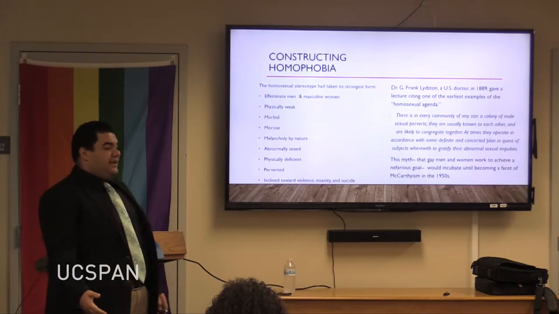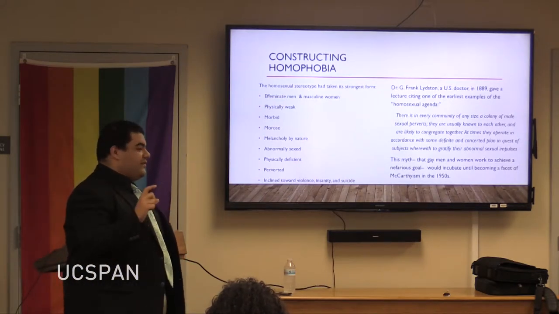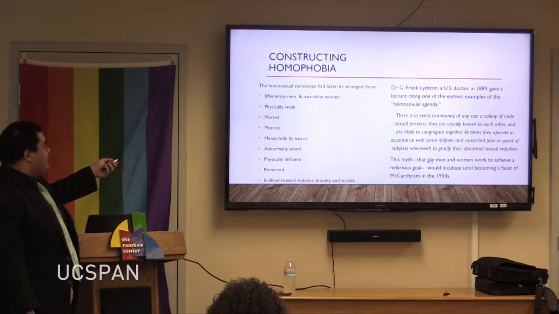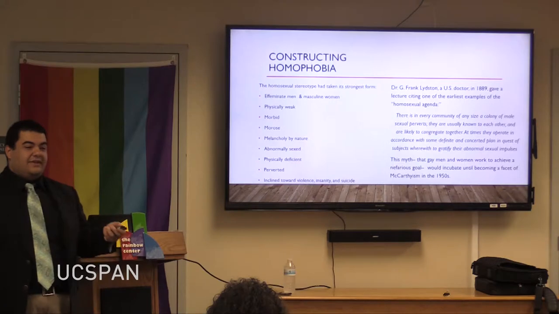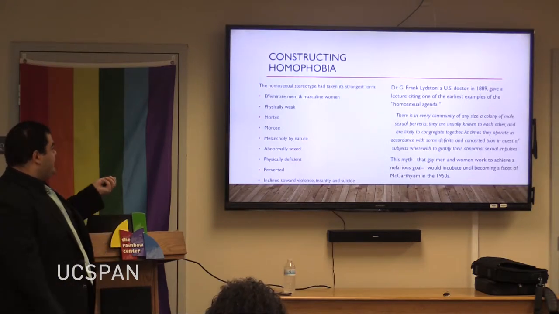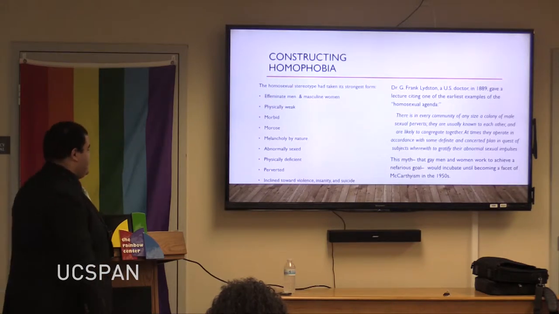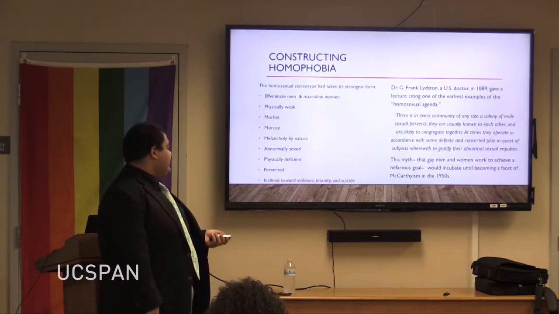So at the start of the 1900s, a little bit right before, you get the construction of homophobia. Particularly, homosexual people are now pinpointed with physical and emotional characteristics, particularly that the men were feminine, the women were masculine. They were physically weak, morbid, morose, melancholy by nature, abnormally sexed, physically deficient, perverted, and inclined toward violence and insanity.